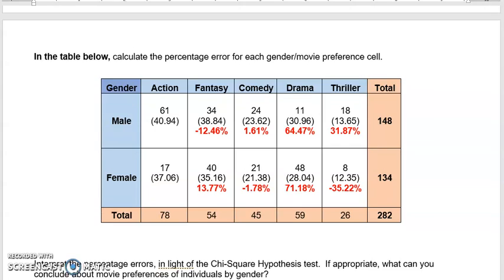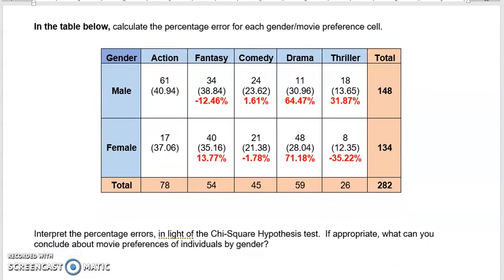What you need to do is look at what's called the percentage error. This is one way; there are actually several ways to do this, but this is the way I prefer. The percentage error is essentially the percent of difference between the observed and expected. So the percent error is given by the formula observed minus expected divided by expected. Then you turn that into a percentage by multiplying by 100%.